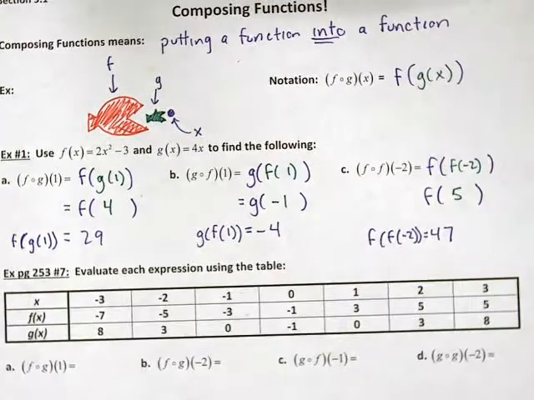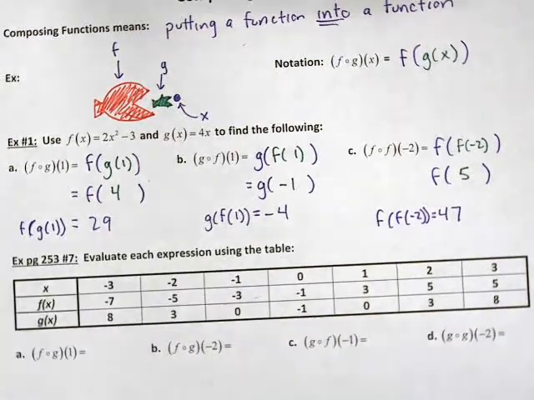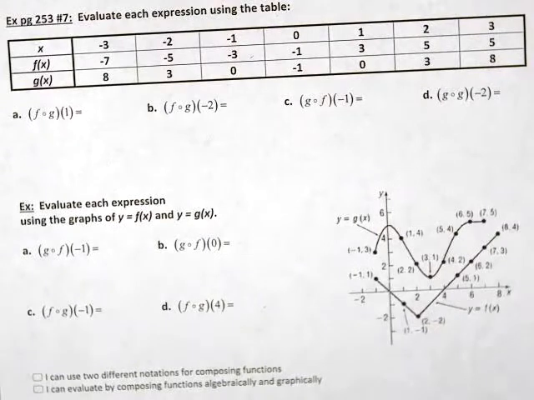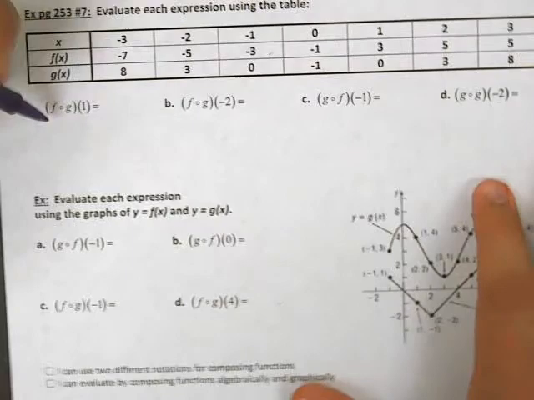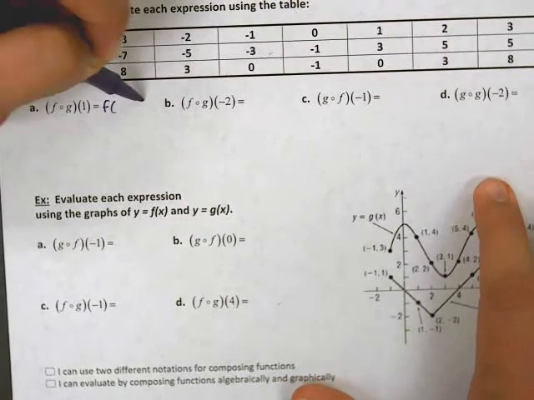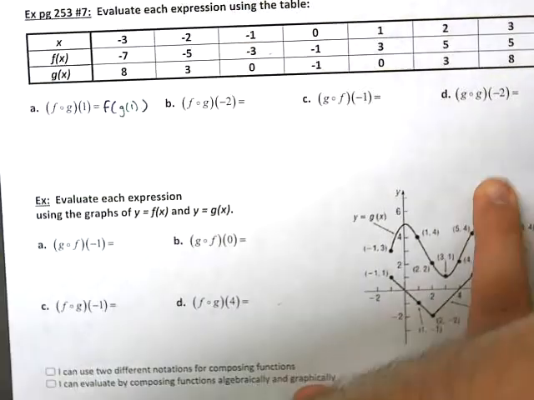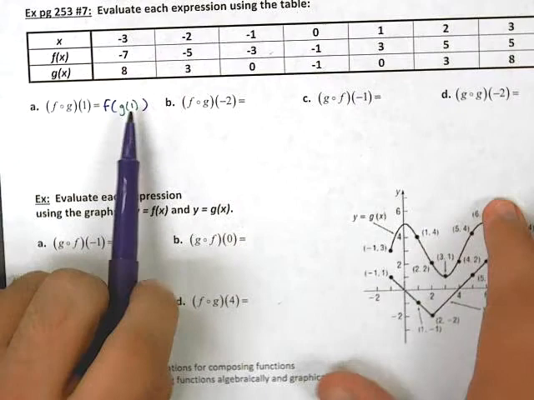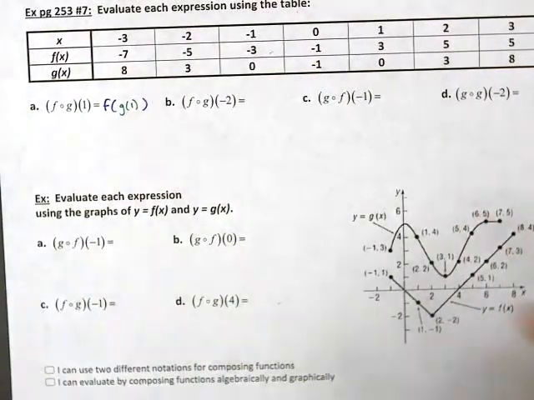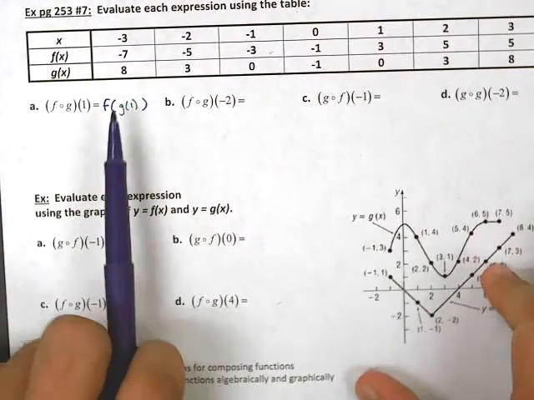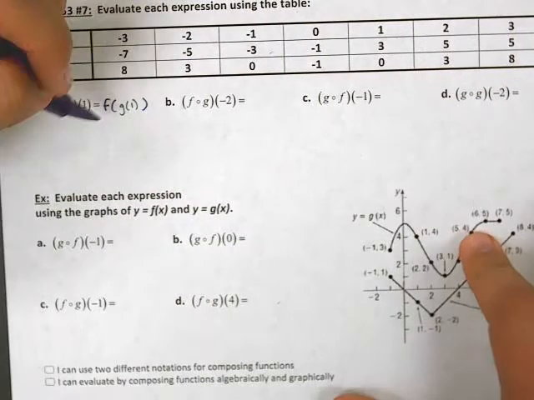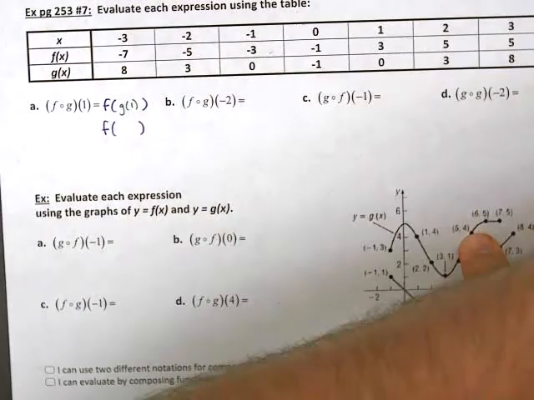Alright, so that's when we give you functions. We can also give you charts and graphs, which we'll look at right now. We're still going to rewrite. Okay, so this is still f of g of 1, but now instead of plugging values in and having to calculate, I'm literally going to use my chart. So it tells me that I need to get the value of g of 1.